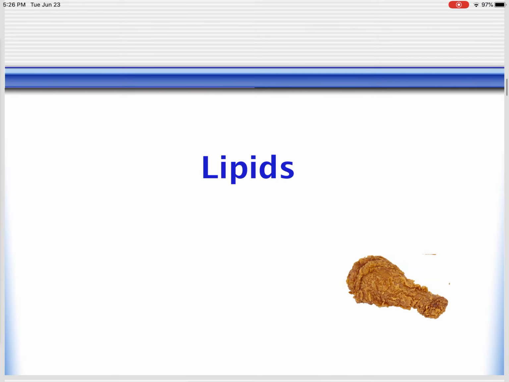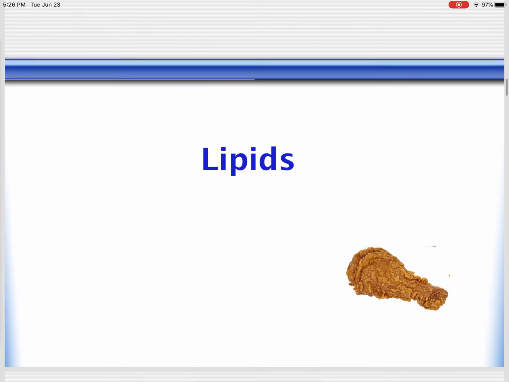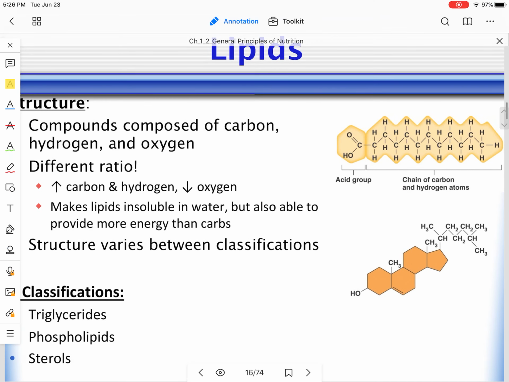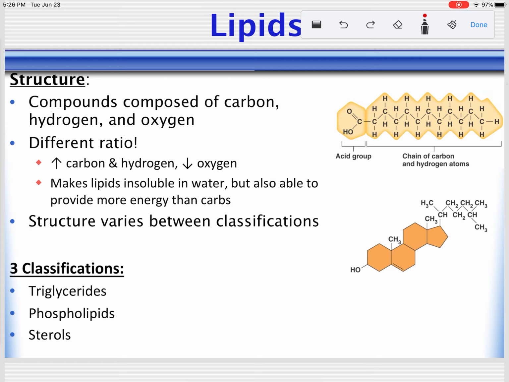Let's talk about lipids. Ooh, fried chicken. Okay. So lipids is our second macronutrient. Most people tend to think of these as fats, but the appropriate term is actually lipids because it's a category that includes many different things. So you're going to hear me use the terminology of lipids, which includes many different types of fats.